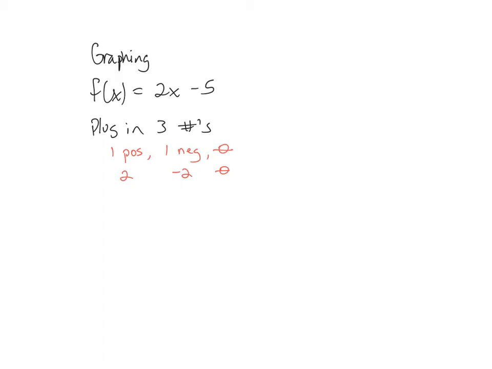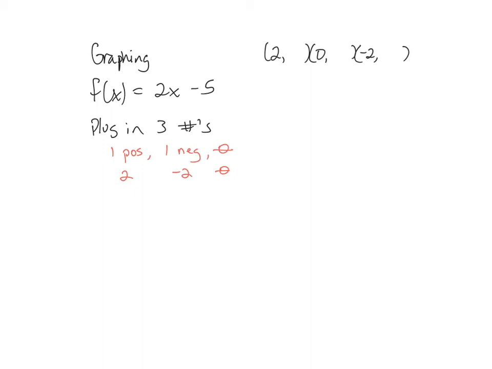So we're going to create coordinates to plug in on a graph. I'm going to plug in 2 for x, and then I'm going to get some number. I'm going to plug in 0 for x, and I'm going to plug in negative 2 for x, and then I'll have those 3 coordinates to put on a graph.